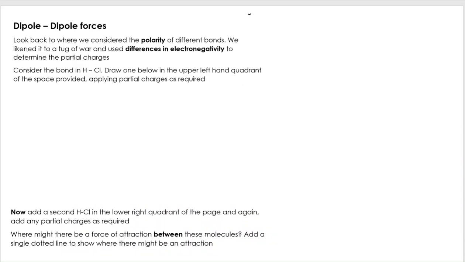So we're going to start with dipole-dipole forces. Have a read of this, have a think about it, and then review your answer. So you've been asked to draw HCl, which I've done there for you in the upper left quadrant, and I also need to apply partial charges. In the previous video, I used a tug-of-war analogy to help explain why we end up with partial charges. In this case, chlorine is the more electronegative element, so it has a greater pull on the electrons in the covalent bond, so that will end up as delta negative. The hydrogen will end up as delta positive.